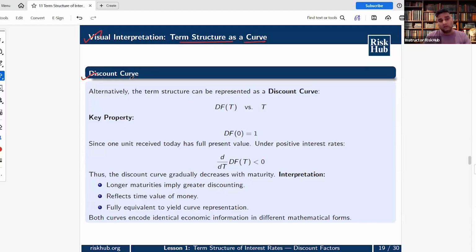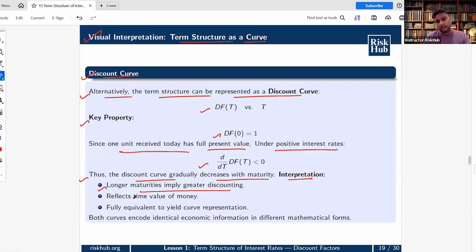Discount curve: alternatively, the term structure can be represented as a discount curve. Its key property is DF(0) equals 1, since one unit received today has full present value. With positive interest rates, the discount curve gradually decreases with maturity. Interpretation: longer maturity implies more discounting, reflecting the time value of money. It is fully equivalent to the yield curve representation. Both curves contain identical economic information in different mathematical forms, right?